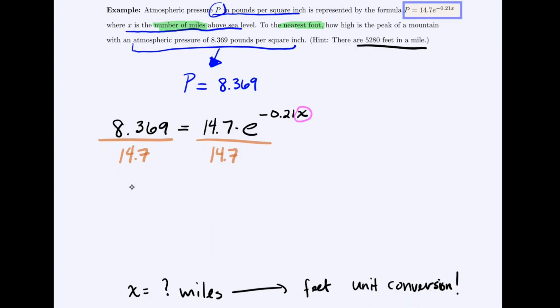So I'm going to leave the left side as 8.369 divided by 14.7, because in the end we can type this into our calculator and then round the final answer, and that's going to be equal to e to the negative 0.21 times x. And now we take stock of where we're at. We've got our variable still in the exponent of e, but the good news is the right side is fully simplified. It's e to some power equals some number. So we think, how are we going to be able to get the variable out of the exponent?